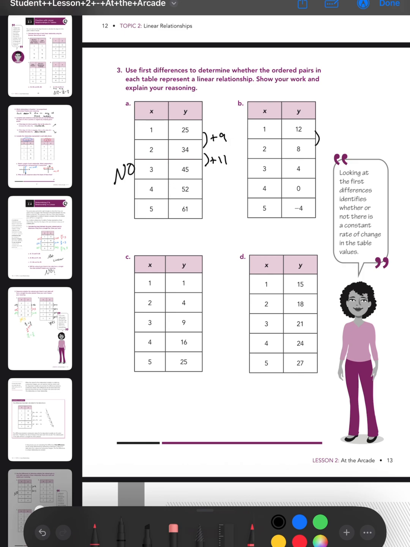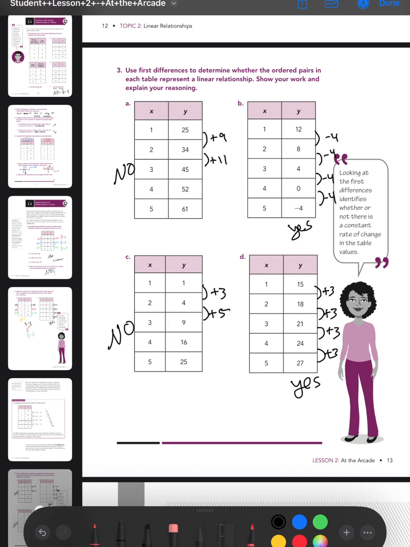For B, 12 to 8 is down 4, 8 to 4 is down 4, 4 to 0 is down 4, 0 to negative 4 is down 4. So there we go, that one works. That one is linear. For C, 1 to 4 is up 3, 4 to 9 is up 5. So those are already different. So no, that is not linear. And then for the last one, we're going to find that each one of these y values is going up by 3. So that one works, and that one will be linear.